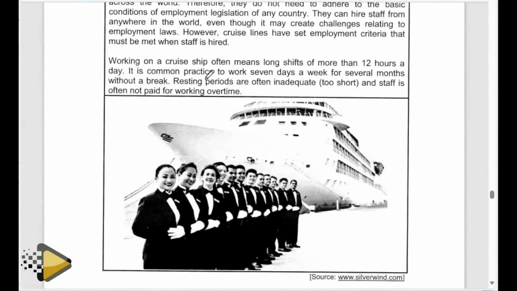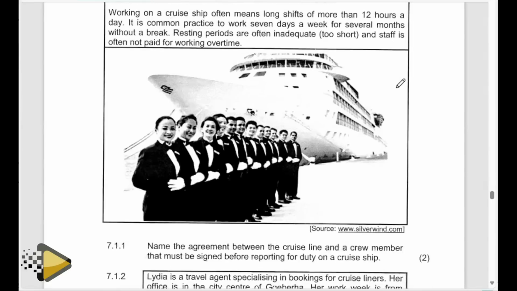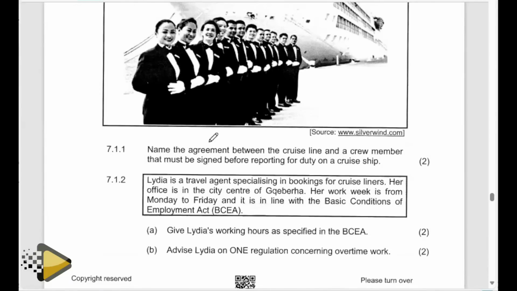So working on a cruise ship often means long shifts of more than 12 hours a day. It is a common practice to work 7 days a week for several months without a break. Resting periods are often inadequate or too short, and the staff is often not paid for working overtime. Name the agreement between the cruise line and a crew member that must be signed before reporting for duty on a cruise ship. So before you undertake any job, you are entitled to sign the contract of employment. You are supposed to sign the contract of employment. That is the first thing.